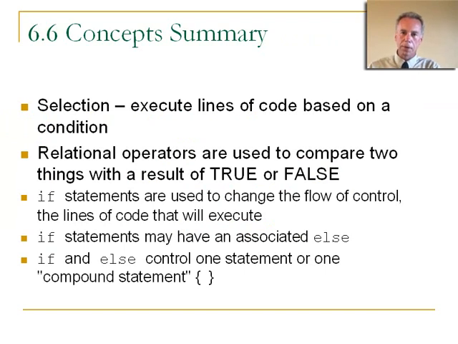Okay, let's review the concepts that we've covered in this segment on selection. Selection is when we want to execute some lines of code and not others based on the veracity or the truthness of a condition. We express conditions, conditional expressions, or relational expressions using relational operators. There are 6 relational operators in C. You really have no choice but to memorize them, or you'll get comfortable with them as we go along.